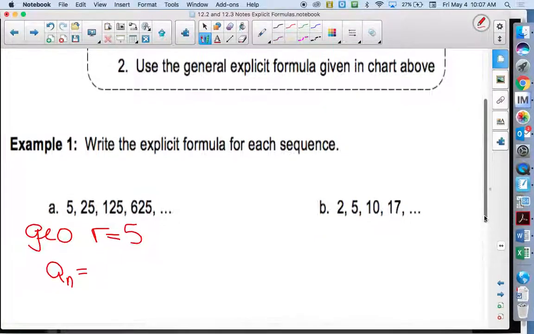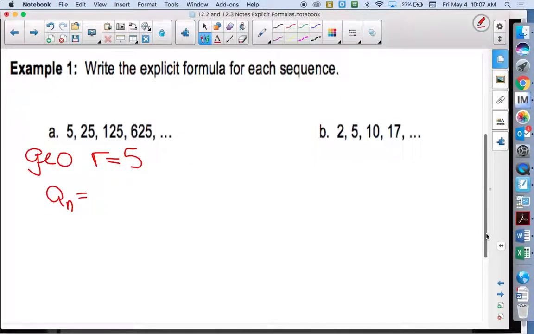Take the first term times 5. So take the first term times 5, which is the R. What is the first term in this case? It's also 5. So the first term, here's a sub 1, is 5. You're multiplying that by the R, which is also 5, and then that's to the n minus 1 power. And that's it. So you can check to make sure it works by plugging a 1 in, or 2, or 3, or 4.